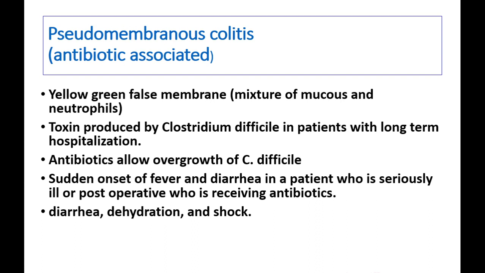Pseudomembranous colitis is related to antibiotic abuse, or antibiotic-associated enterocolitis, in which there is a yellow-green false membrane made of a mixture of mucus and neutrophils. It is caused by the toxin produced by Clostridium difficile in patients with long-term hospitalization. A long-term hospitalized patient may have this type of enterocolitis as a result of antibiotic abuse, and the antibiotic will allow the overgrowth of Clostridium difficile. The patient has sudden onset of fever and diarrhea postoperatively while receiving antibiotics. Again, diarrhea with dehydration and shock state.